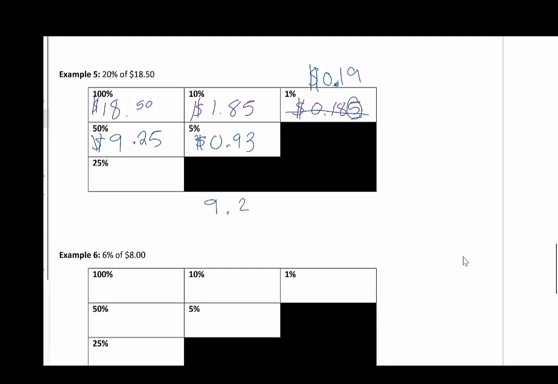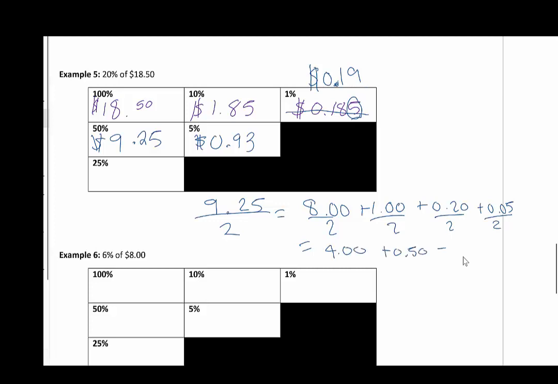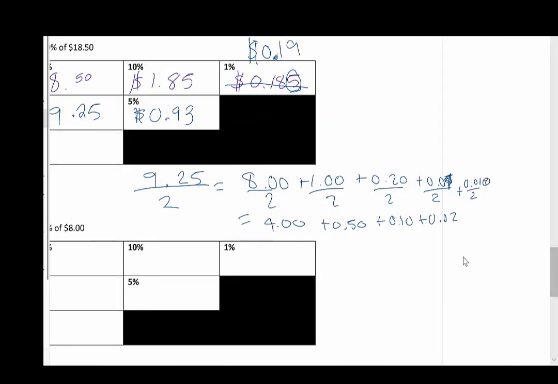So 9.25 divided by 2. So that'd be $8 plus $1 plus 20 cents plus 5 cents. Let's divide each of those separately by 2. So half of $8 is $4. Half a dollar is 50 cents. Half of 20 cents is 10 cents. And half of 5 cents, well, let's switch that up. Let's make that a 4 plus 0.01 and break that up like that. So that'd be 0.02. We put a 0 on there. If I divide that by 2, that's what I get there.